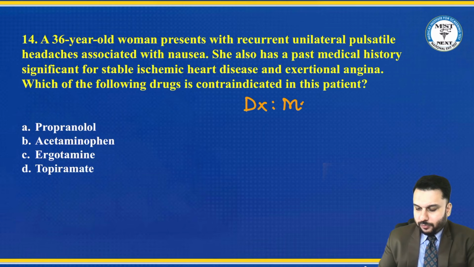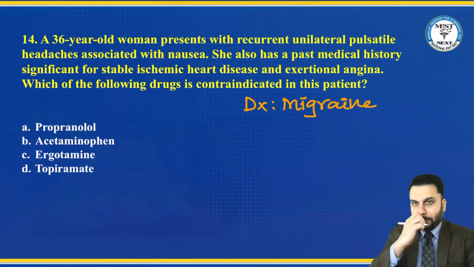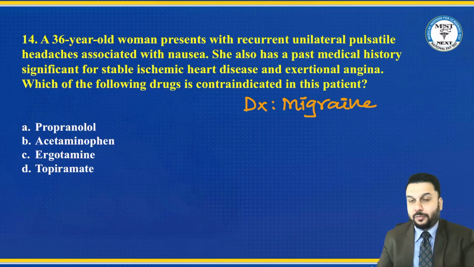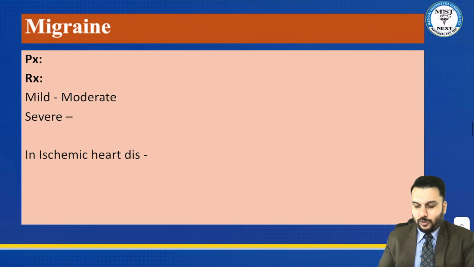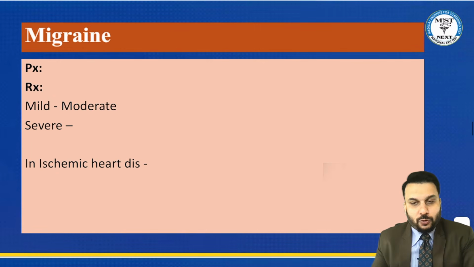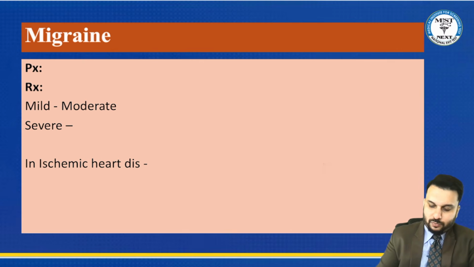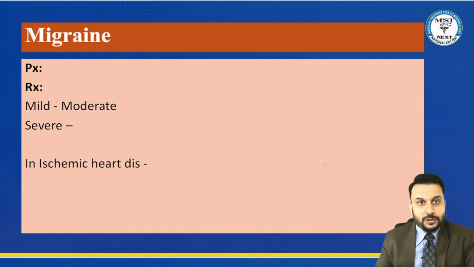All right, so the diagnosis of this case will be migraine. Unilateral pulsatile headache, nausea, etc. So you must know, when it comes to migraine, which drugs we use in the acute attack, which ones we use in the chronic setting, etc. So let's go and talk about this.